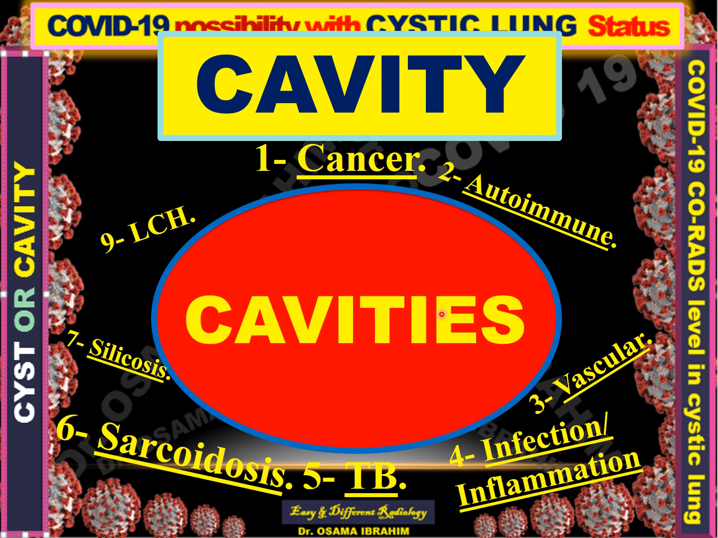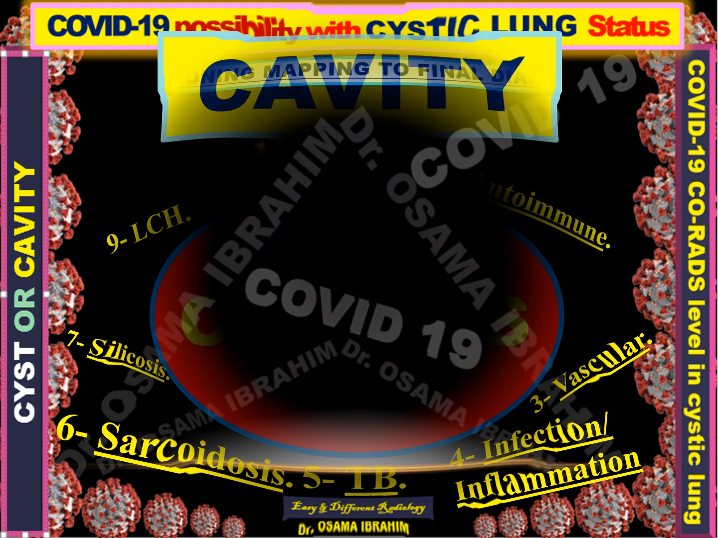If there is a cavity which has a wall more than 4 millimeters, this is the differential diagnosis, which differs from the differential diagnosis of cystic lesions, which have three groups previously. Here the differential diagnosis comes from the mnemonic word CAVITY: C from cancer, primary or secondary; A from autoimmune like rheumatoid or Wegener granulomatosis; V from vascular, septic emboli; I from infection, pneumonia or abscess; and T from TB, sarcoidosis, silicosis, and Langerhans cell histiocytosis can also cause cavities.